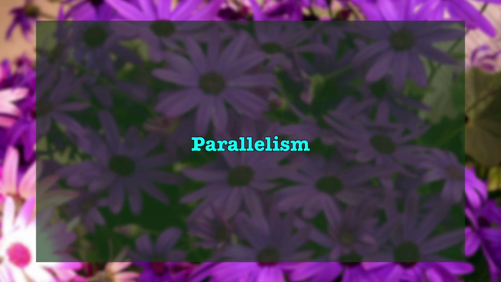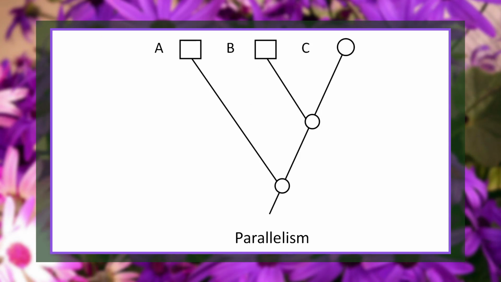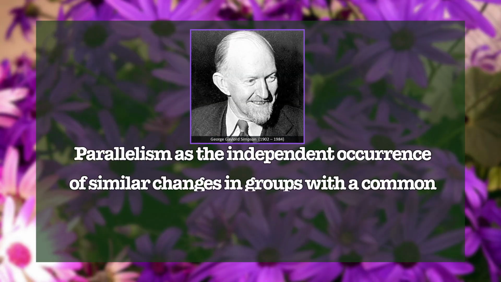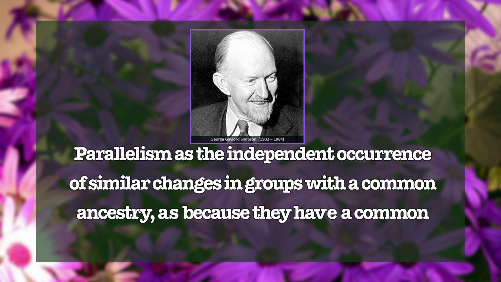Number one, parallelism. Parallelism implies a similarity in biological makeup of ancestral forms. If the common ancestor of two organisms was not very ancient, and if the evolution in descendant lines followed more or less the same course, then the term parallelism is used. The term is usually applied when the organisms have a common ancestor but the character state was not present in their common ancestor. Simpson defined parallelism as the independent occurrence of similar changes in groups with a common ancestry, because they had a common ancestry.